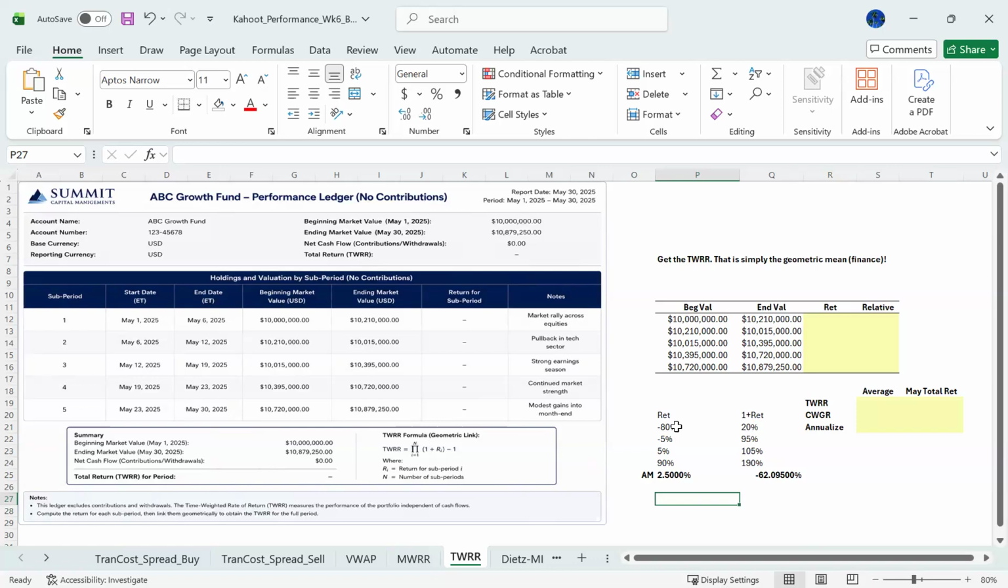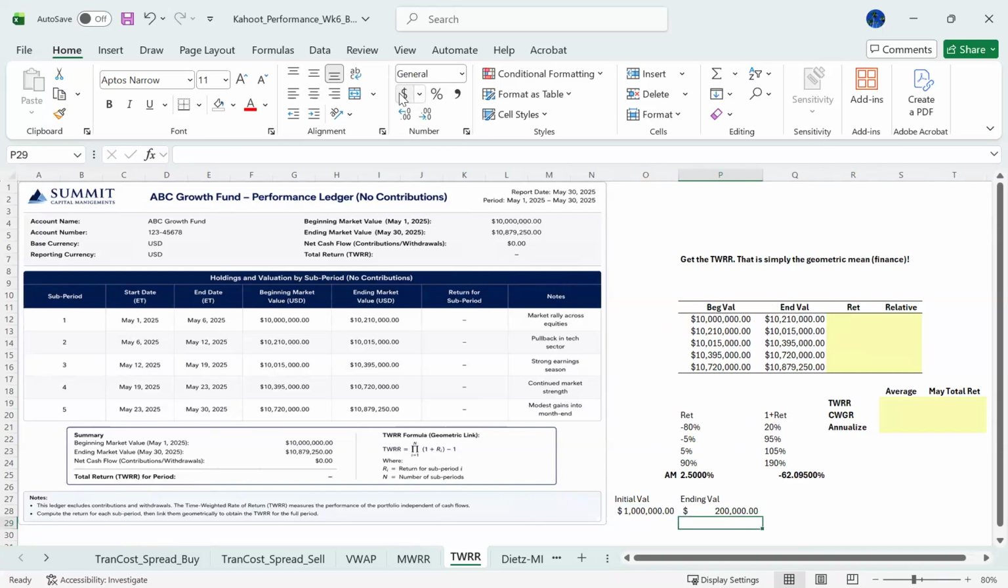because if you have 1 million, that's the initial value, right? And then you lose 80%, right? So then how much money do you have as the ending value? Let's do it like this, ending value. So it's simply 1 million times the price relative. You have 200,000 after you lose 80%.